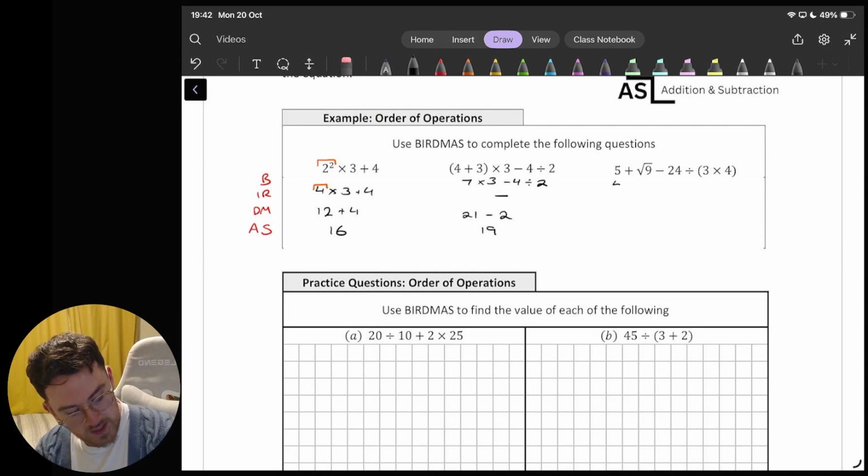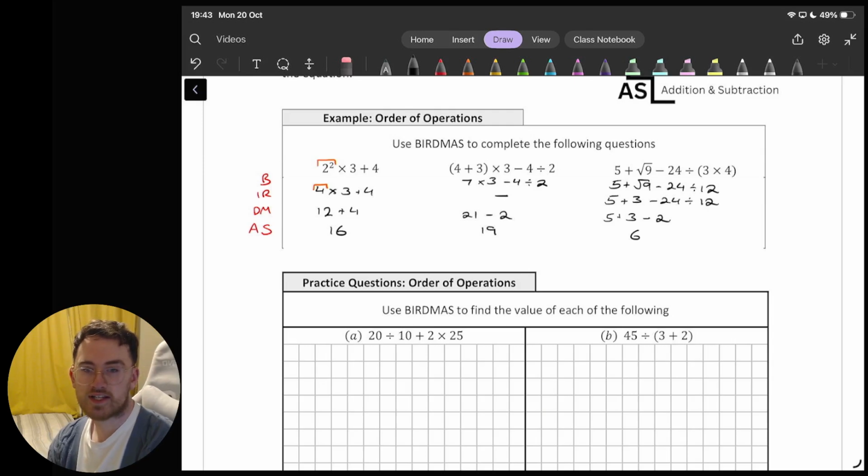I have got brackets here, so we'll sort the brackets out first. So that's going to be 3 times 4, which is 12. Next step is indices or roots. I do have a square root here. It's the square root of 9. That means a number that multiplies by itself to give me 9, which in this case is 3, minus 24 divided by 12. Let's go for the next one. Divide or multiply. I do have some dividing. 24 divided by 12. That's going to give me 2. And then we can sort out our sum. 5 plus 3 is 8, minus 2 is 6. And we get our overall answer.